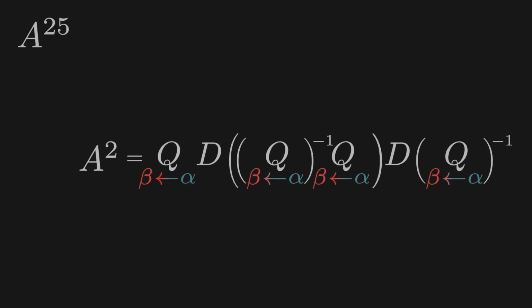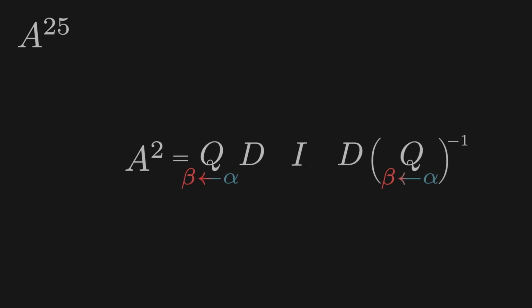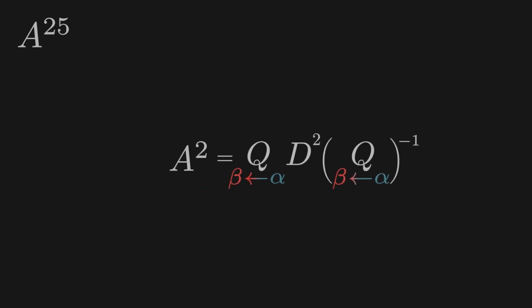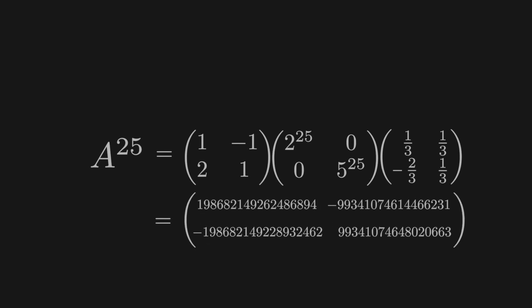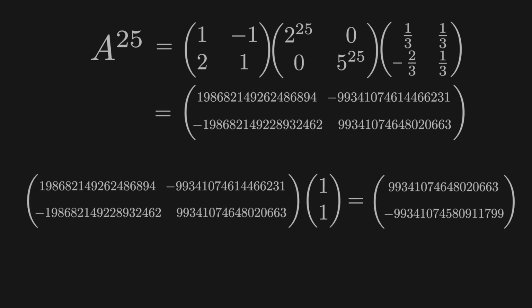Now, we want to see what A to the 25th power is. Let's start by seeing what A squared is. But in the middle, there's Q inverse times Q, which just equals the identity. So A squared is just equal to Q D squared Q inverse. You can convince yourself that this pattern will continue for higher powers of A. So A to the 25th is just Q D to the 25th Q inverse. Working this out, you get the following matrix, which we can multiply by our original vector to get our final answer.